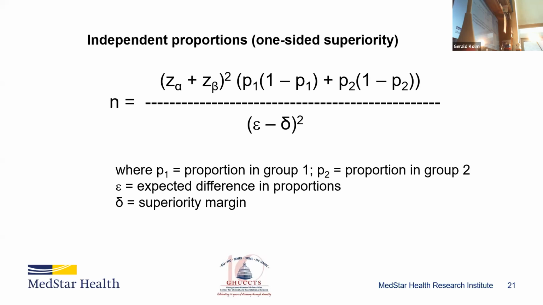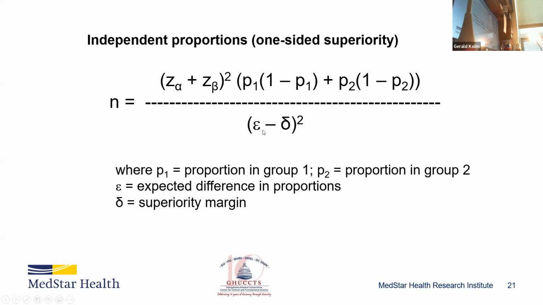And so we have our central and non-central distributions here as usual. Then we have the proportion in group 1 times 1 minus the proportion in group 1, plus the proportion in group 2 times 1 minus the proportion in group 2. Each of these quantities, the proportion times 1 minus proportion, is the variance of a proportion. If we take the square root of that, it's the standard deviation of a proportion.